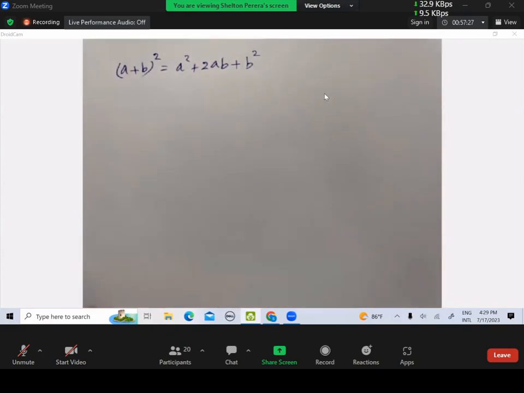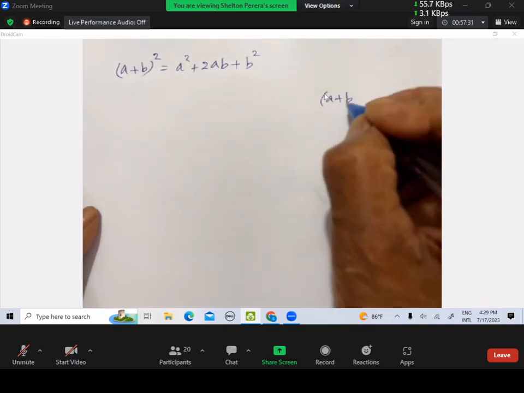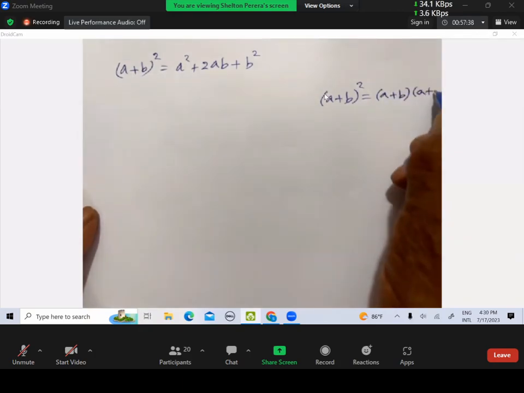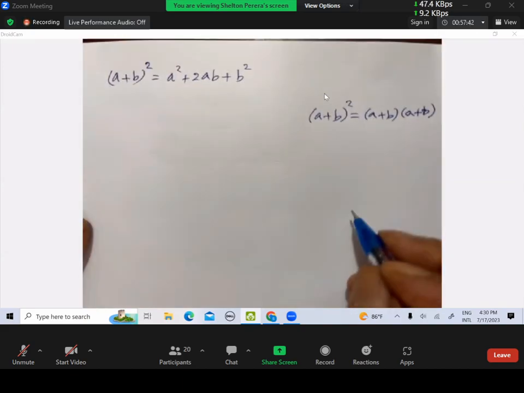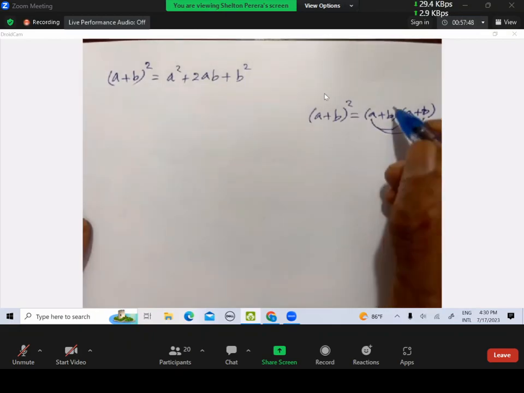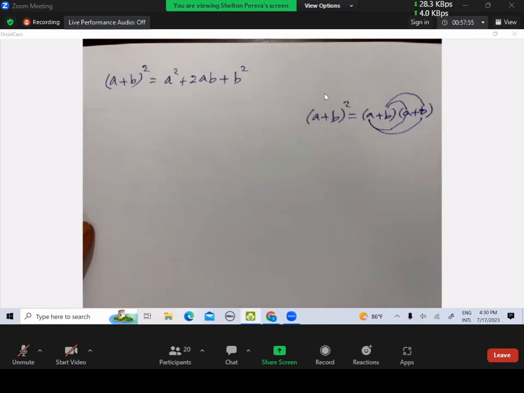How do you prove it? You just multiply. a plus b squared equals a plus b times a plus b. X squared is x times x. Now using the distributive law, you multiply. This times this is a squared, this times this is ab, this times this is ba, this times this is b squared. 4 terms. That is how we expand brackets.